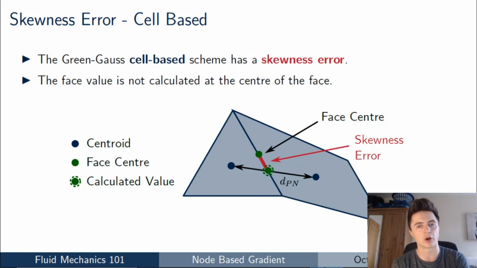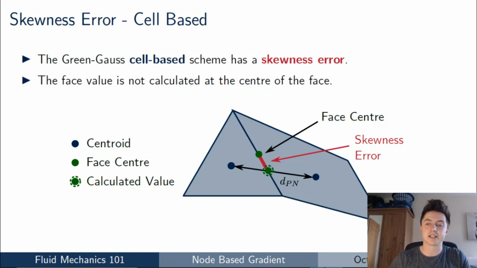And the reason the skewness error arises for the cell-based scheme is when we interpolate directly from those cell centroid values, what we're actually doing is moving along the black arrow, which you can see there in the image. And the value calculated on the face from the cell-based scheme is actually at that intersection point there, which you can see with the green dot, which is highlighted. But if the cells aren't aligned well, we can see that actually this calculated value doesn't occur at the center of the face. There's a slight offset in where we've calculated the values.